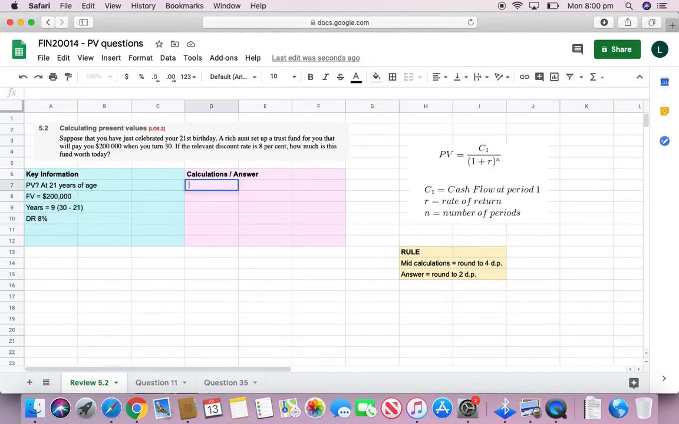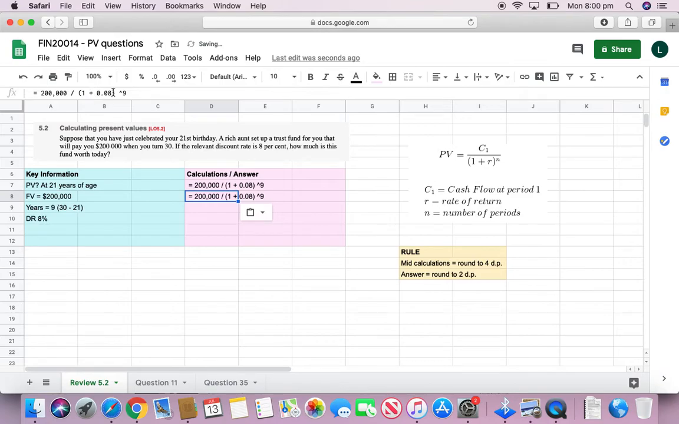So I'm going to show you very, very detailed here. I'm going to write out every single step so you can really see it. Here is our formula. Our cash flow at period 1 is 200,000, divided by 1 plus our rate, which is 0.08, to the power of how many years? It's 9 years. So that is our formula in full right there. It's a great idea when you're doing your assessment, your report, or your exam, to show everything. Even if you get your final mark incorrect, there may be part marks we can give you.